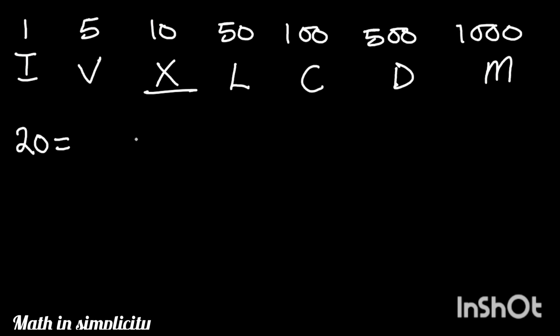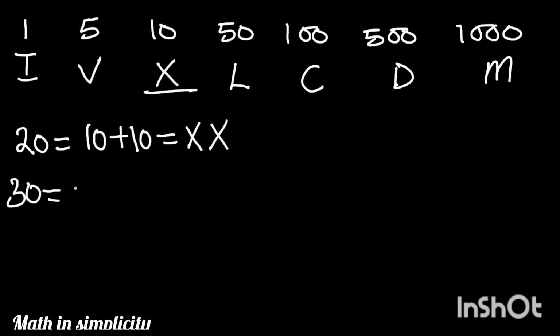20 is after 10, so we're going to look for what we're going to add to 10 to give us 20. That's just 10 plus 10. 10 is X, another 10 is X. 30 is still after 10, so what are we going to add? We are going to add 20, right? 10 plus 20. 10 is X, 20 is XX, so we keep going.